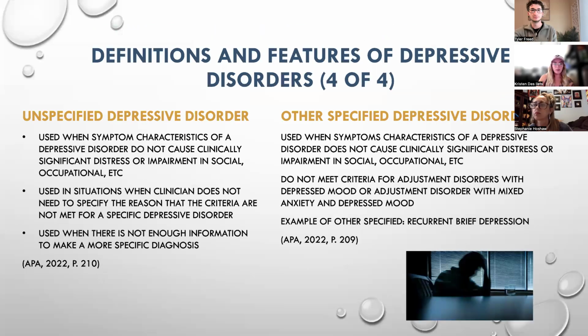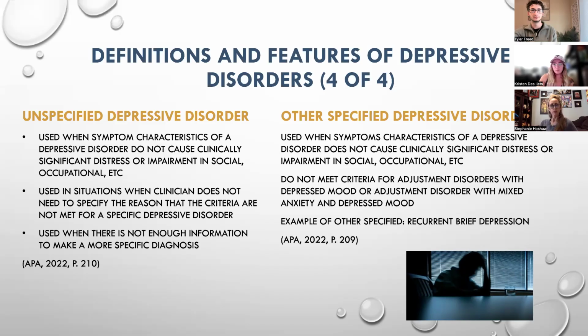Then we have unspecified depressive disorder. This is used when symptoms characteristic of a depressive disorder cause clinically significant distress or impairment in social, occupational, or other areas of life. Used in situations when the clinician does not need to specify the reason that the criteria are not met for a specific depressive disorder, and also used when there's not enough information to make a more specific diagnosis.